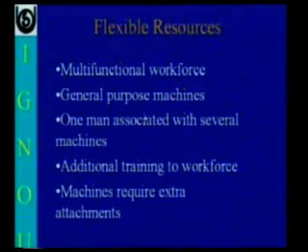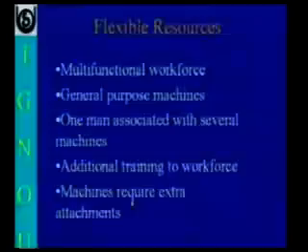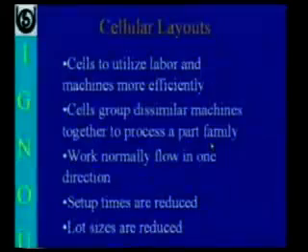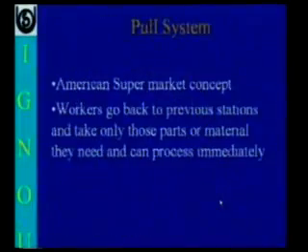Now what are the flexible resources? A multi-skilled workforce, general purpose machines which can be utilized for any purpose, one man associated with several machines, additional training to the workforce, and different types of attachments which can be attached to a machine. Now the cellular layout, which I have already explained, is used to utilize labor and machines more efficiently. Cells group dissimilar machines together to process parts requiring similar processes. Work normally flows in one direction. Setup times are reduced and lot sizes are also reduced.